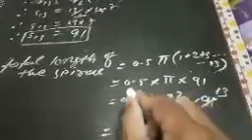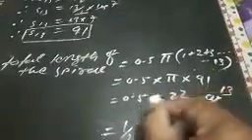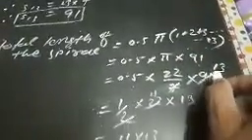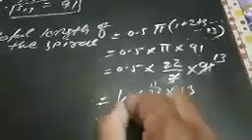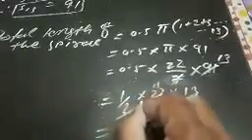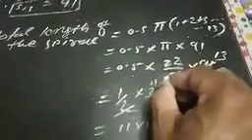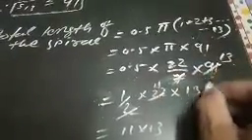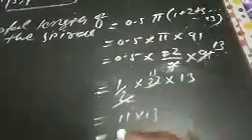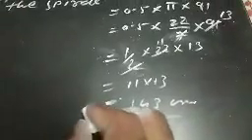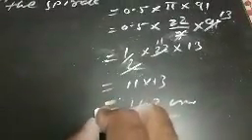So 0.5 multiplied by pi multiplied by 91, with pi value 22 upon 7, so 0.5 multiplied by 22 upon 7 multiplied by 91. Writing 0.5 as 1 upon 2, we get 1 upon 2 multiplied by 22 multiplied by 13, since 7 thirteens are 91. Then we get only 11 and 13, and the answer is 143 centimeters. So the total length of the spiral is 143 centimeters.